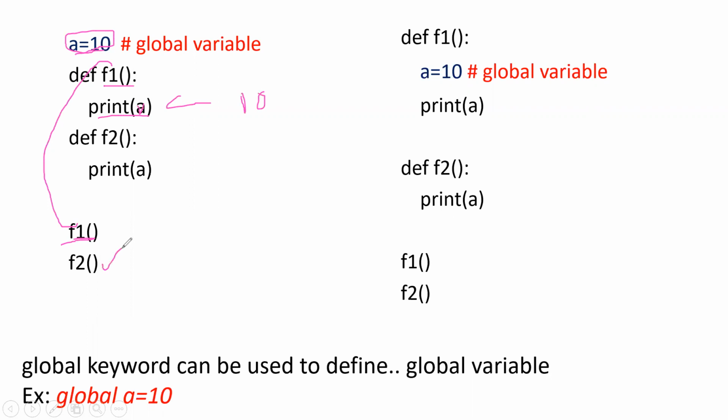Now F2 is called. It searches the entire code, and F2 is here. It is available. What do you mean print A? Again, it is 10. So a single value is accessed by two functions because it is a global variable. Now local variable. Yeah, it's not a local variable. This is a local variable.